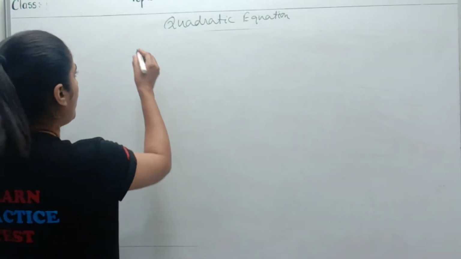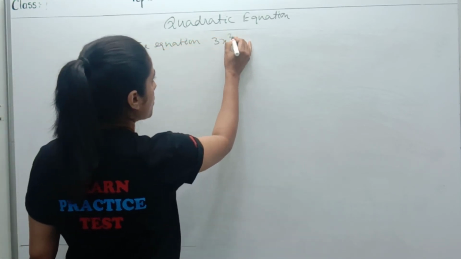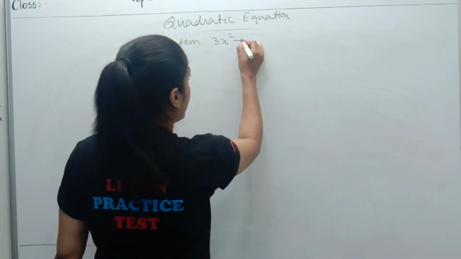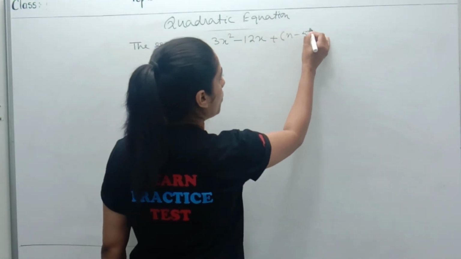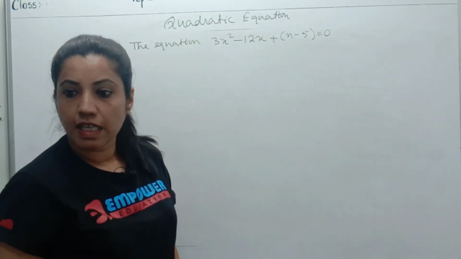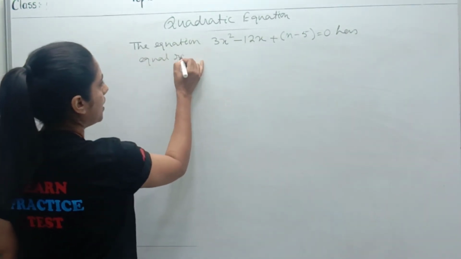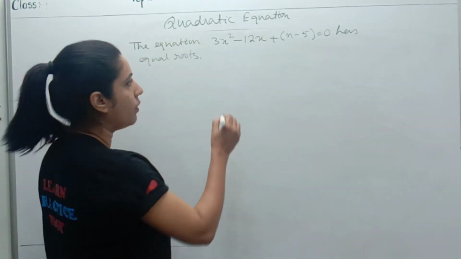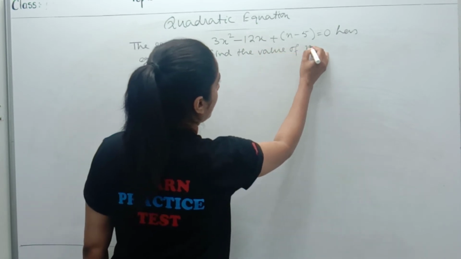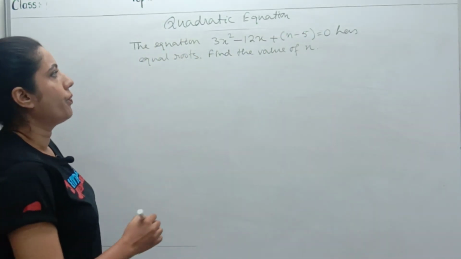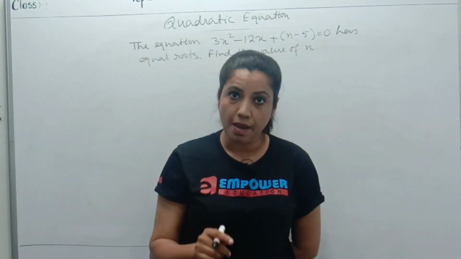The next question is the equation 3x square minus 12x plus n minus 5 equal to 0 has equal roots. Find the value of n. Okay, so this is the equation given to us and they are saying that it has equal roots. Again, we are going to use the same concept.